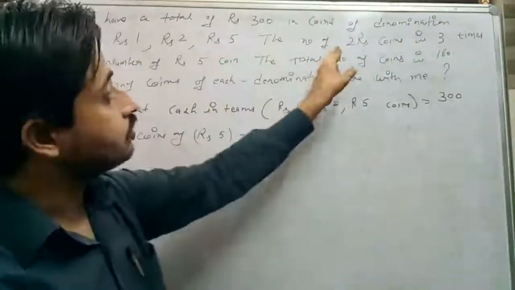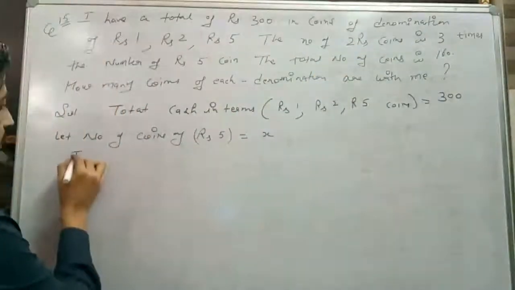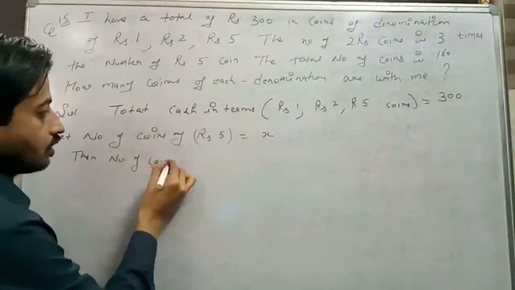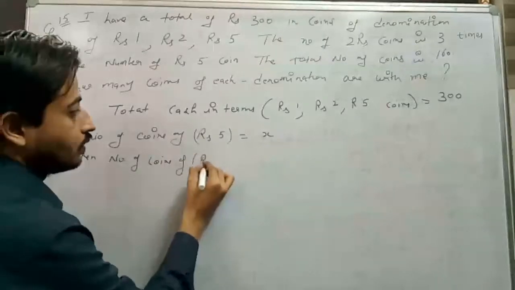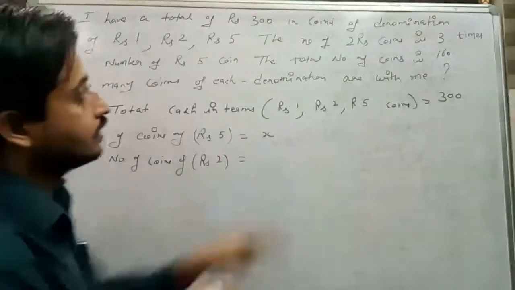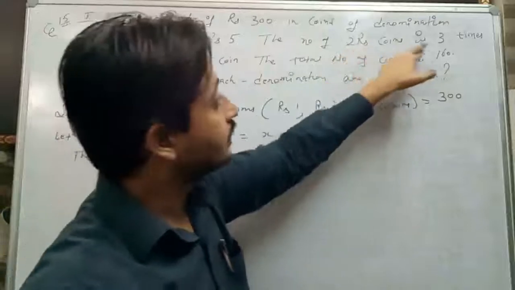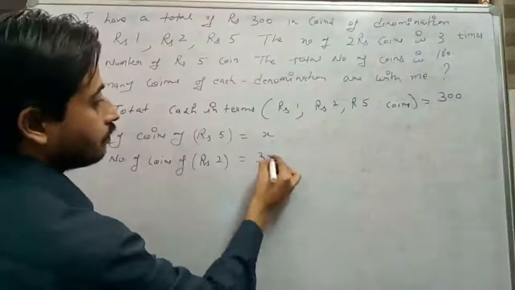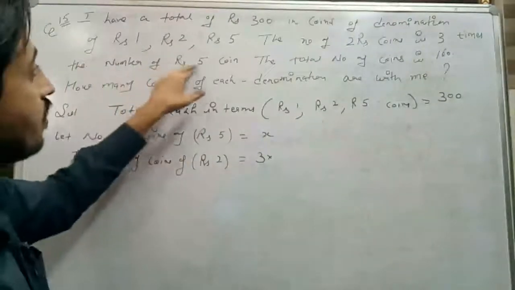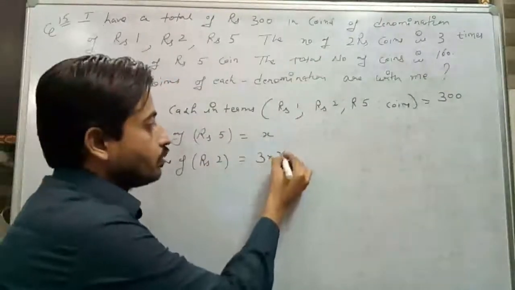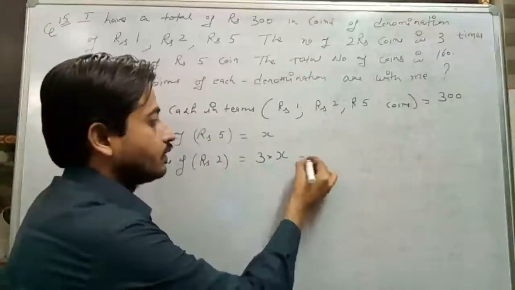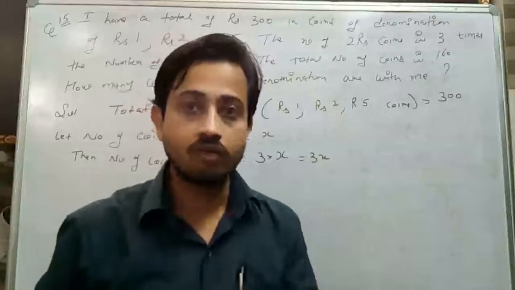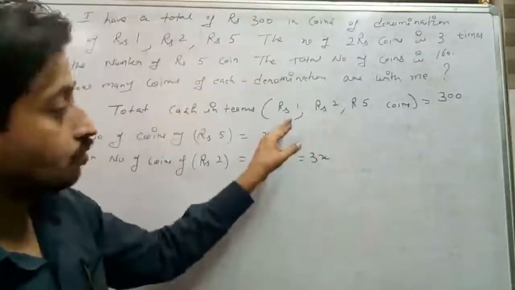Then what's the number of coins of rupees 2? The number of coins of rupees 2 is 3 times, 3 times means 3 multiply, 3 multiply the number of 5 rupees coins. The number of 5 rupees coins is x. So we get 3x. But the question is missing here. We don't know the number of coins of rupees 1.